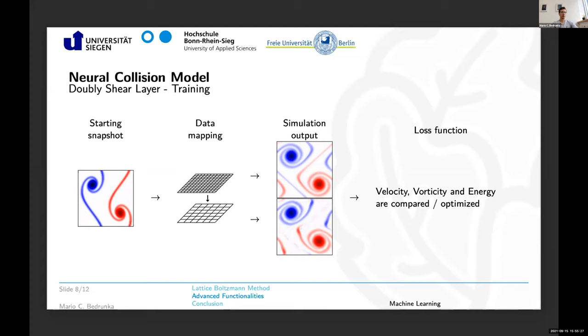And therefore, the discrete distribution from the training trajectory are mapped onto a coarse grid with half of the reference grid points. And batches of short simulations with a neural collision model are started from each snapshot. And after a defined number of steps, the flow fields are compared with a final reference simulation based on energy, velocity, and vorticity. And the mean squared deviations of these quantities from the reference are minimized using the Adam optimizer and the loss function.